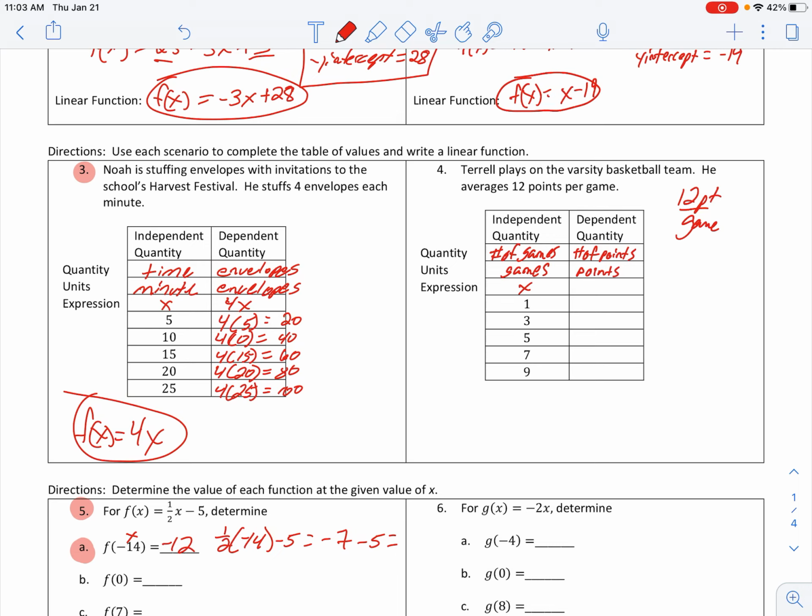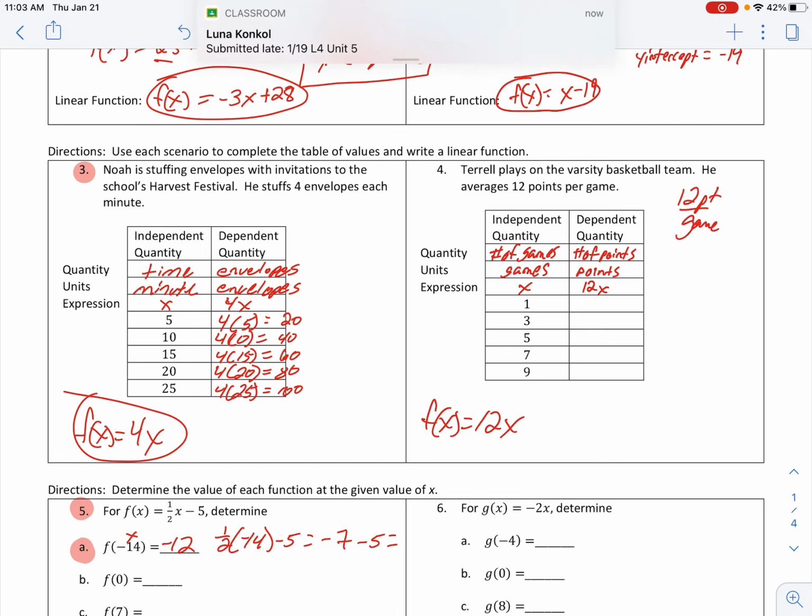Now, you're making 12 points a game. X is representing 1 game. So that is the 12x. And what you just created then is your function. That's going to drive the problem now.